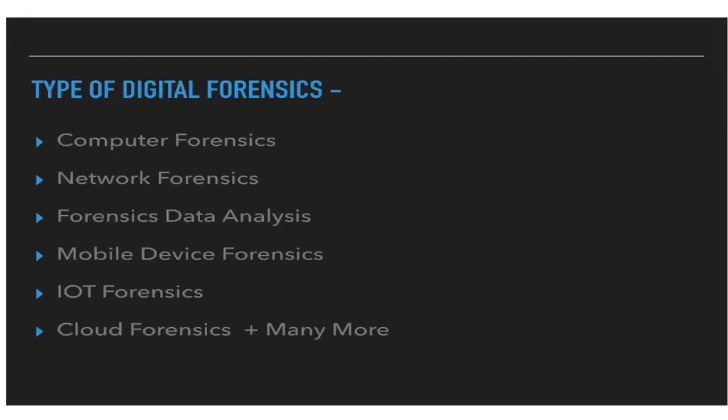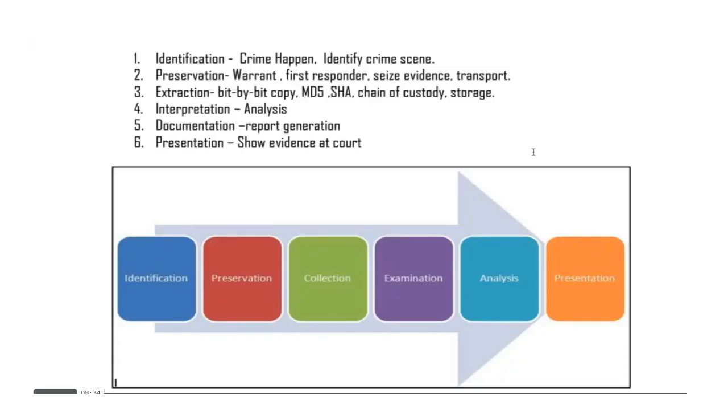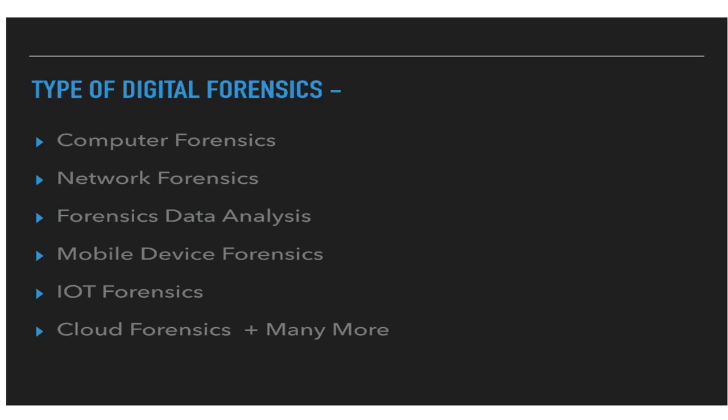The types of digital forensics. There are a bunch of types: computer forensics, network forensics, forensic data analysis, mobile device forensics, IoT forensics, cloud forensics, and a lot more. These are the types. Computer forensics and network forensics all deal with technology or devices that can be hacked by a criminal, where a crime can happen.